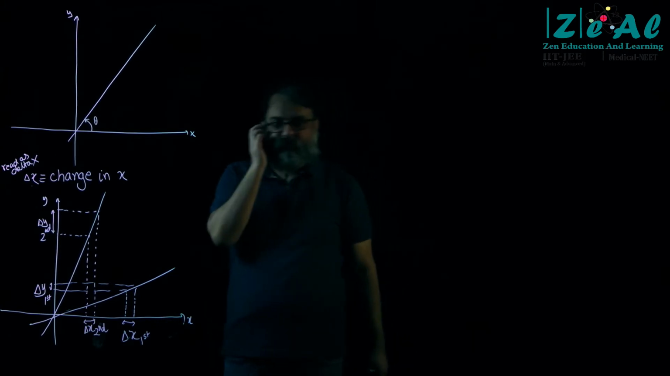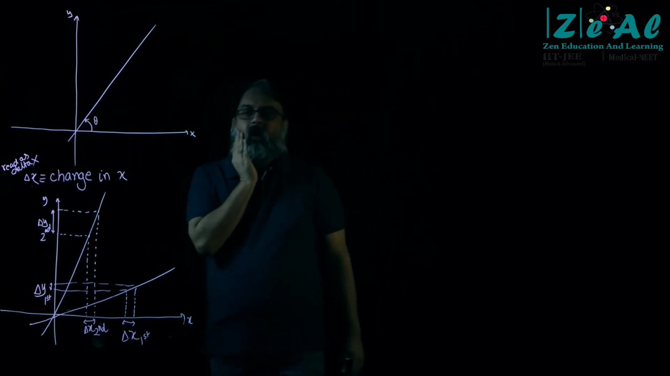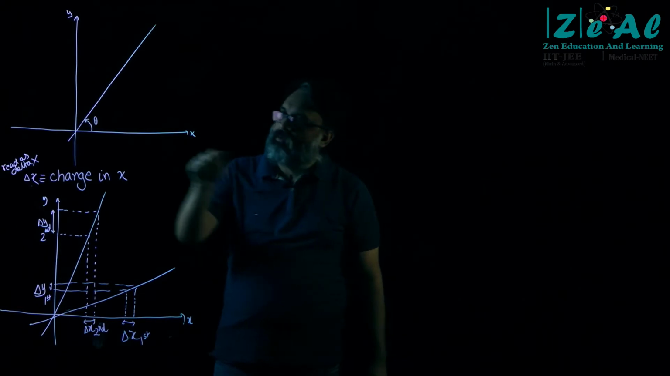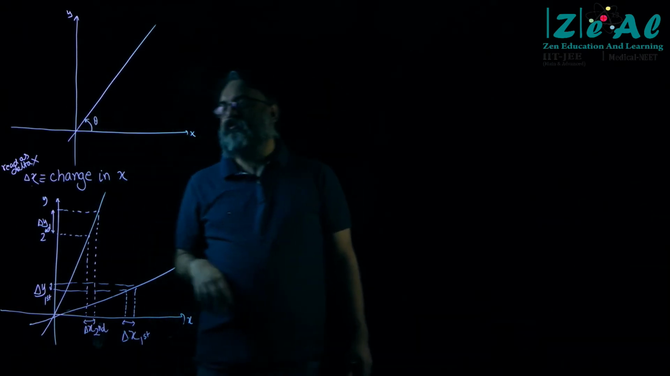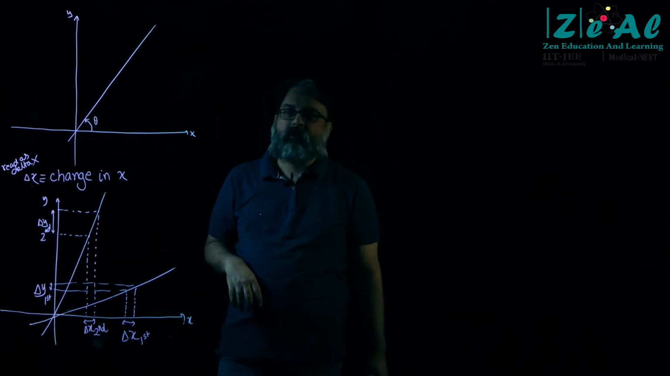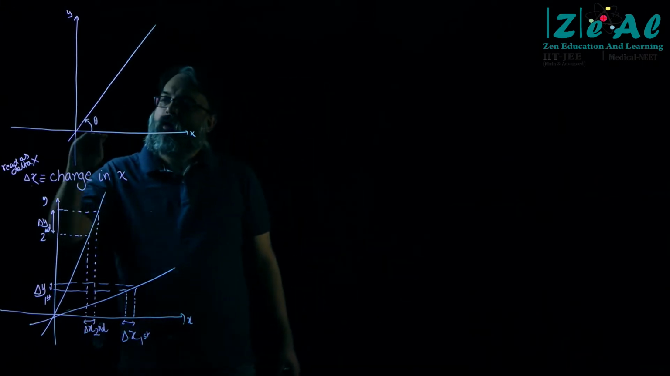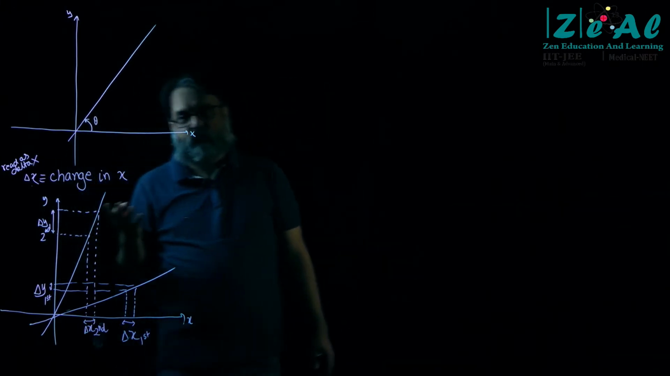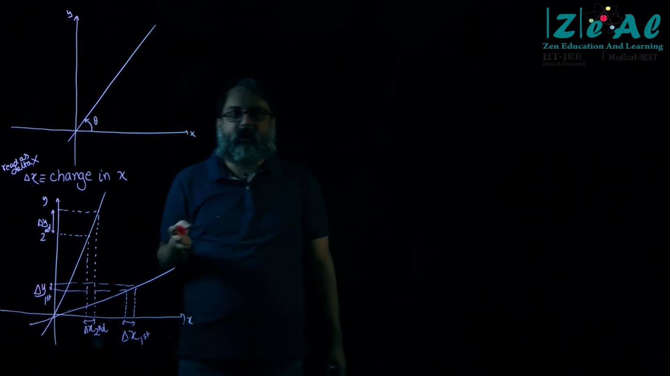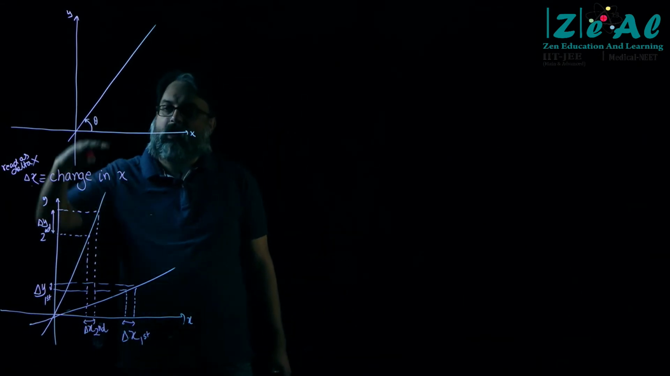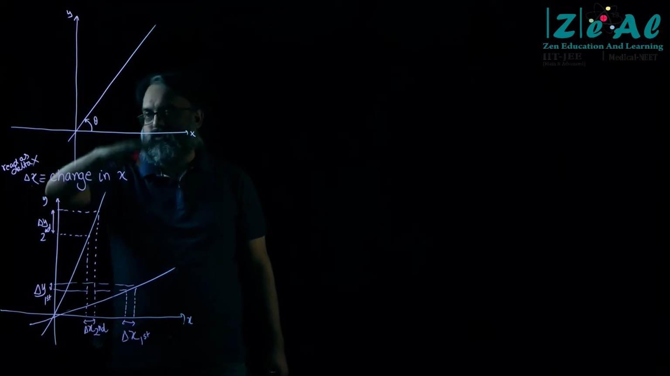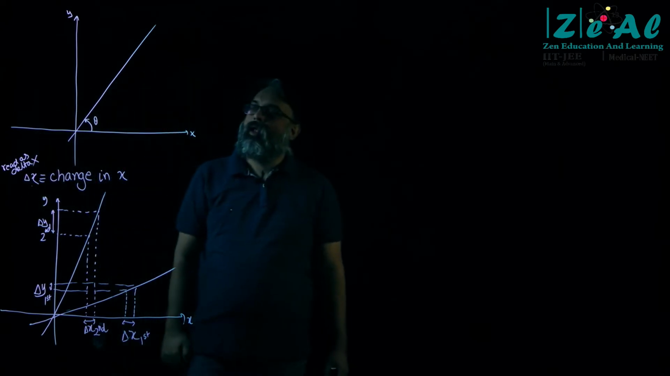Now somebody asked me a very nice question in the last class: why do you take this as anti-clockwise? Well, the answer is that this is conventional. So all angles that we measure in physics are measured from the positive x-axis in the anti-clockwise direction.